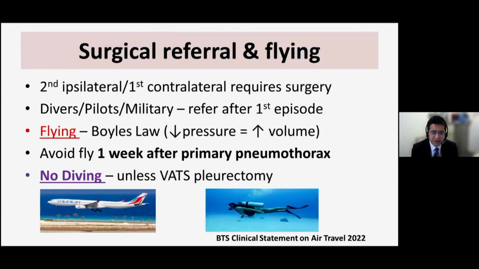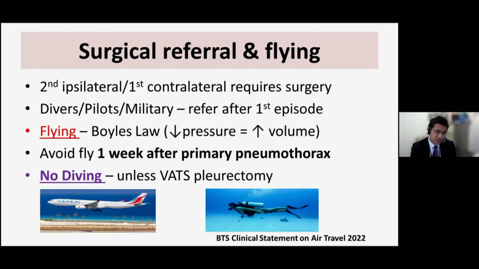How about surgical referral? Well, the guidelines still say that if you get your second pneumothorax on the same side, or your first pneumothorax followed by a second on the opposite side, then you need surgery. But there are patients who are divers, or pilots who work in the military, who would probably need to be referred to our thoracic surgeon colleagues after their first episode.